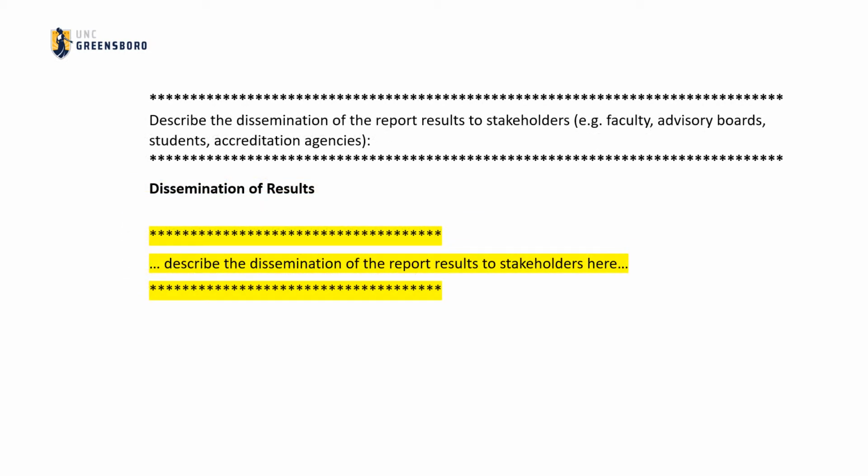As we near the bottom of the template, the next section is the dissemination of results section. In this section, the user enters how they shared the assessment results to stakeholders and who they were.